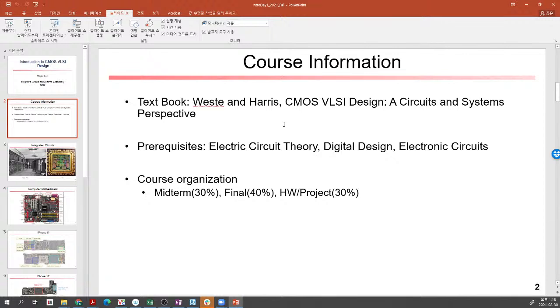Okay, so the course organization is as follows. Midterm is 30%, final is 40%, and homework and project is 30%. Over the last several years, we did not have enough time for homework and project, but during this semester, we will do more on the homework and project.